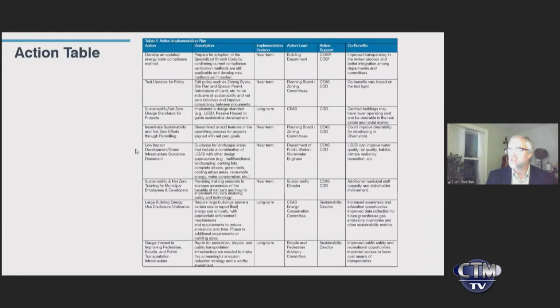So this is the overall action table for implementation. As you can see, there are about 8 different actions listed down the left-hand side. Each of the actions is listed by name, with a description of each action. The implementation horizon is basically a schedule for when things get implemented, whether near term or long term, and in the report itself that has a number of years associated with it. Then who would be the action lead, who would support the development of that action, and co-benefits associated with the action. Next slide.